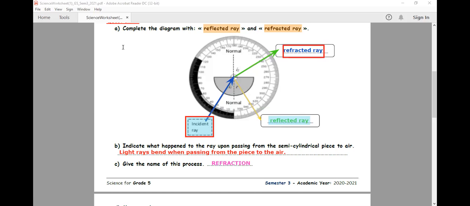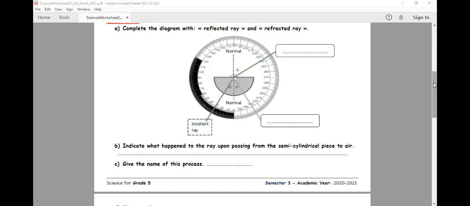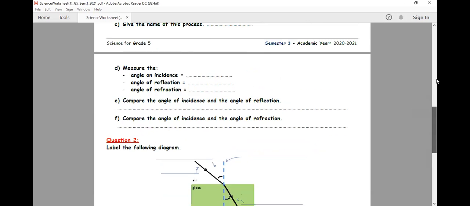I will unmute all of you. Is everything clear? Yes, clear. Great job, thank you. Okay.